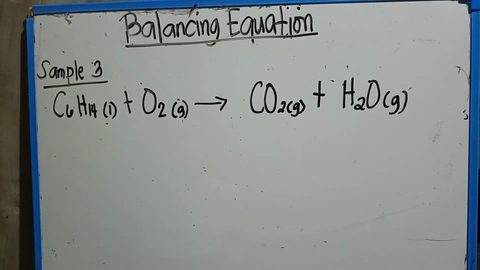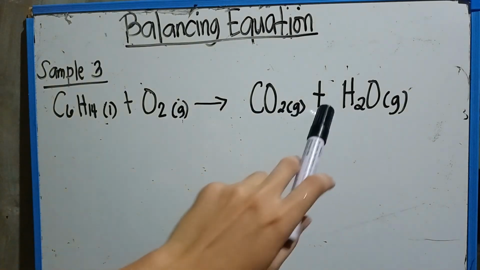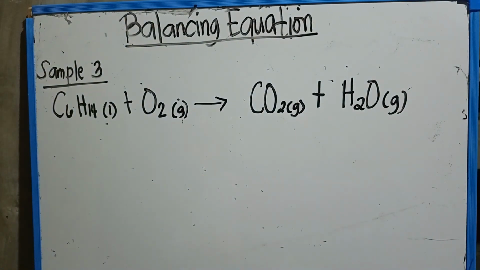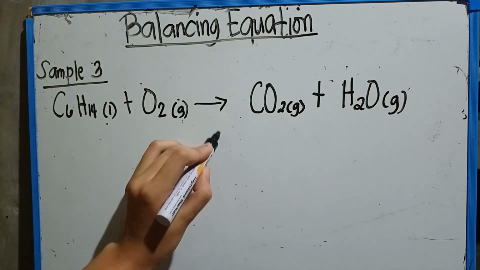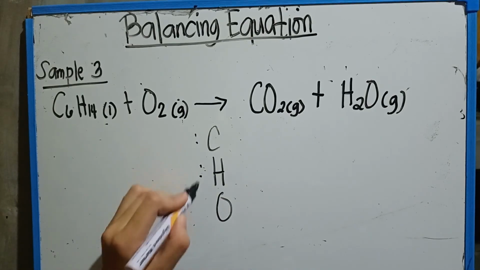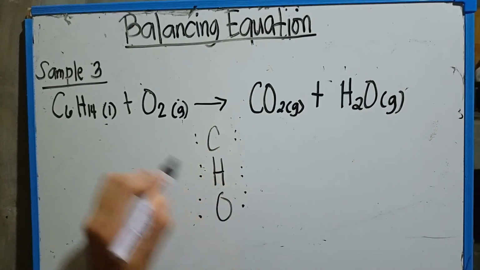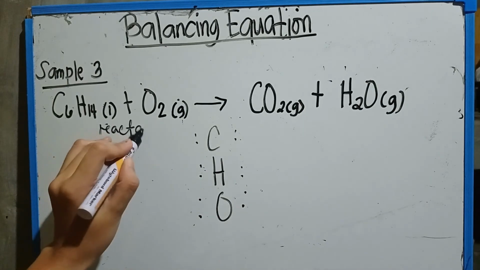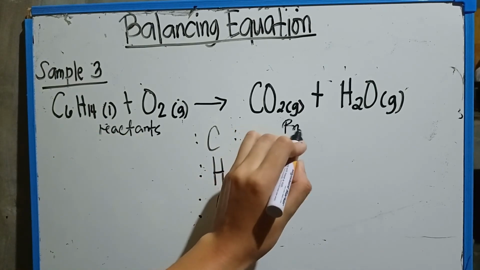For our last and third example, we're also going to balance. Just like what we did from sample 1 and sample 2, the difference is the coefficient is very high. So, we need to find the exact number to balance the reactants and the products. So, write first the elements, then their coefficients. From reactants, then our product.